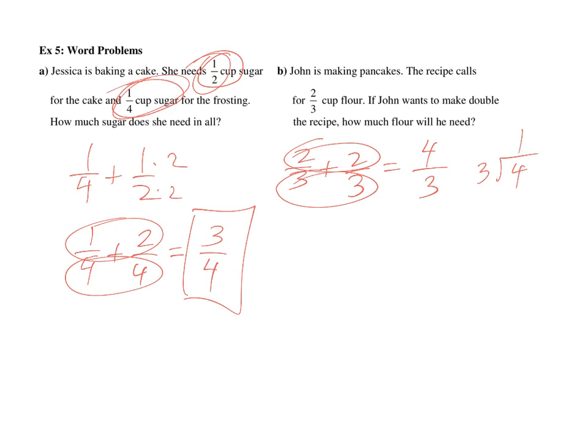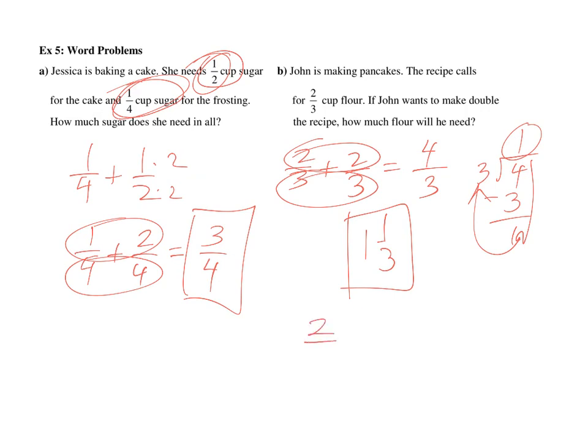3 goes into 4 once. 1 times 3 is 3. Difference is 1. So I have 1 and 1/3. All right, you could have just as well done it this way. All right, I'm making double the recipe. So for one recipe, it's 2/3 cup. And since I'm making double the recipe, I multiply by 2. Okay, so I'll put that over 1. I get 4/3. All right, and I'll end up with the same result as above.